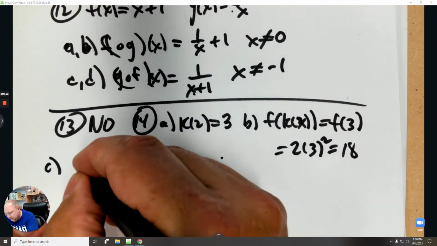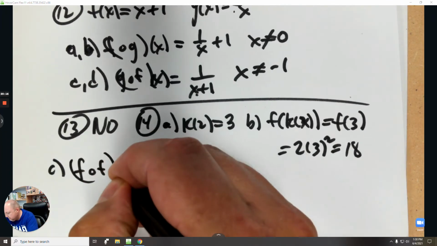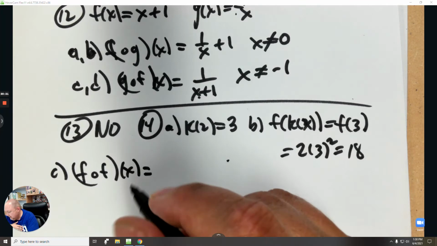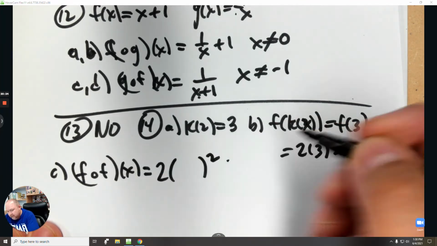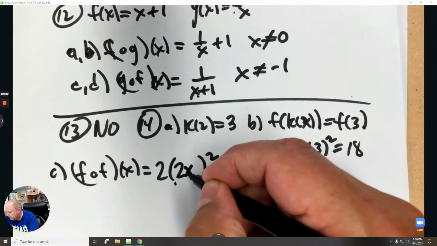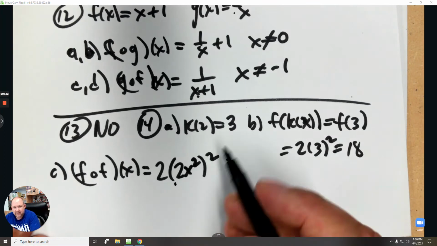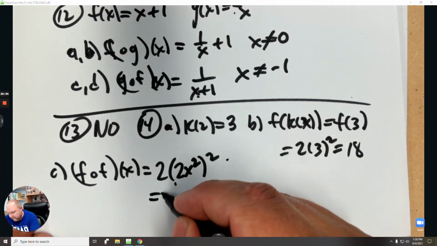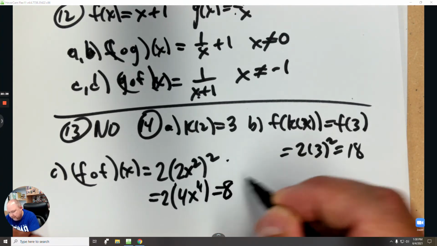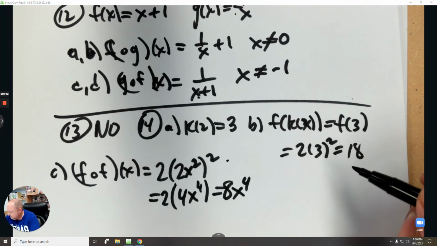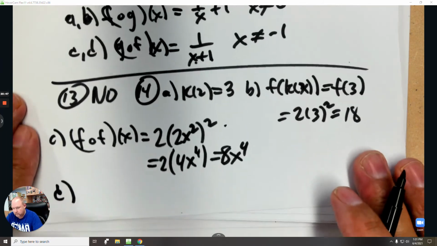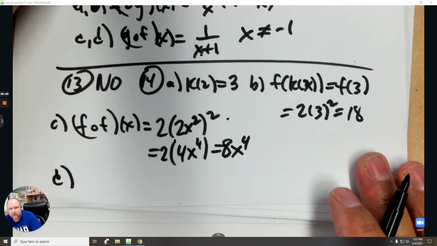If I look at part C, what we got? F composed by f at x. Since f is 2x squared, take out the x and put in parentheses, and then inside is itself, which is 2x squared. So it's inside itself. If I evaluate this, 2 squared is 4, and then the exponents multiply. So altogether, this is 8x to the 4th. For part D, k at g at x.